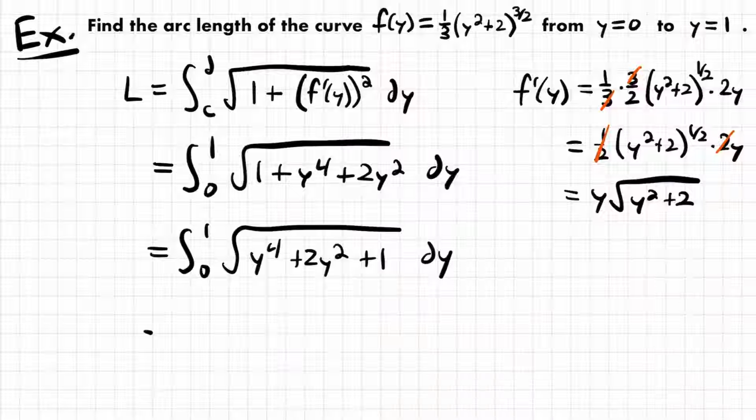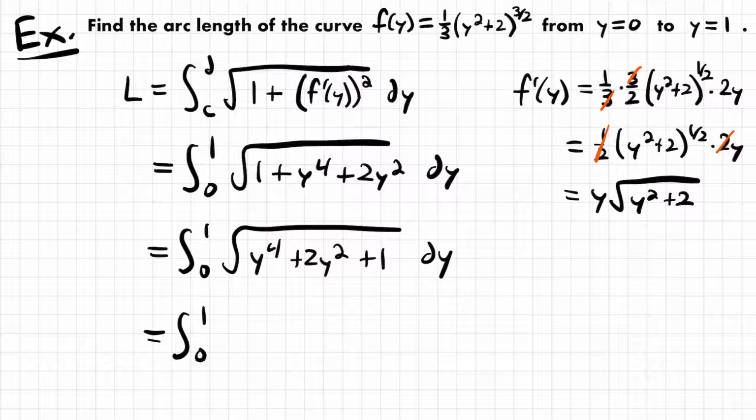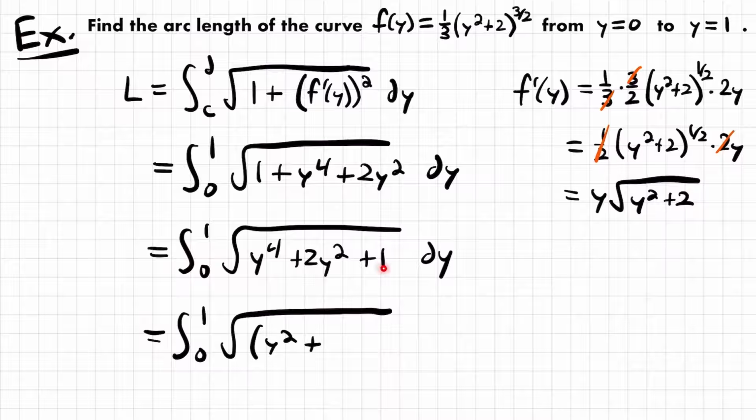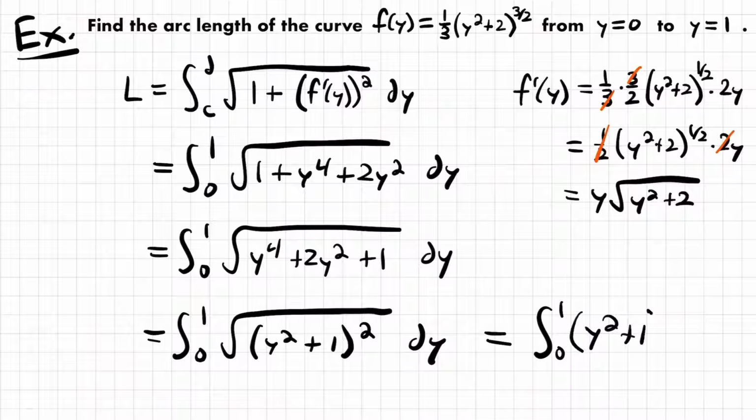So what we'll have is that this is equal to the integral from 0 to 1 of the square root of this polynomial factored. Now remember, we said a was y squared, so we'll have y squared plus b, which was 1, and so we'll have y squared plus 1, squared, times dy. Okay, so that's how we factor this polynomial, and now notice we have a square root of a quantity squared, and so those will cancel out, and so we'll have that this is equal to the integral from 0 to 1 of just y squared plus 1 times dy.